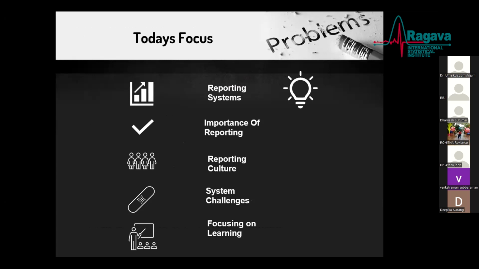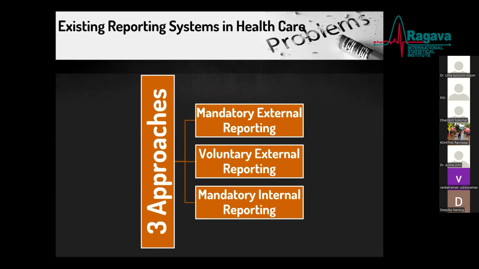So the first one we talk about is the reporting system. Usually there are 3 approaches. There are a number of ways that reporting systems can contribute to improving safety, and the 3 approaches are what you can see here. One approach involves mandatory reporting to an external entity. This approach is typically employed by states that require reporting by healthcare organizations for the purpose of accountability.